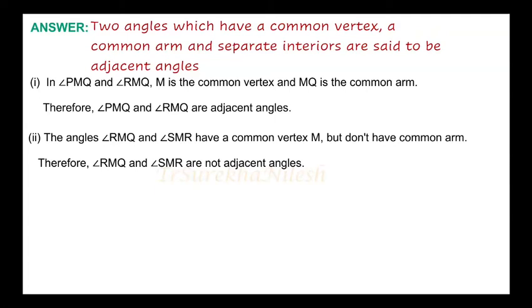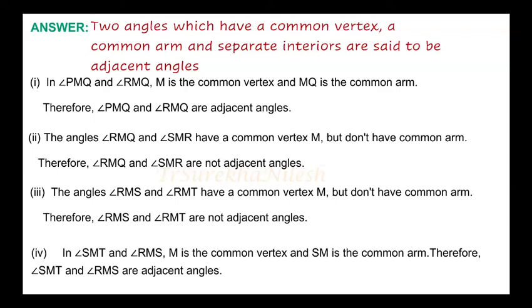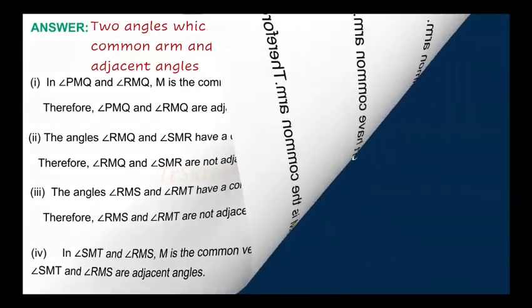Second pair, angle RMQ and angle SMR have a common vertex M, but they don't have a common arm. Therefore, these are not pairs of adjacent angles. Third pair, angle RMS and angle RMT have common vertex M, but here also they don't have a common arm. Therefore, these are also not pairs of adjacent angles. Last pair, angle SMT and angle RMS, M is a common vertex, SM is a common arm. Therefore, angle SMT and RMS are adjacent angles.